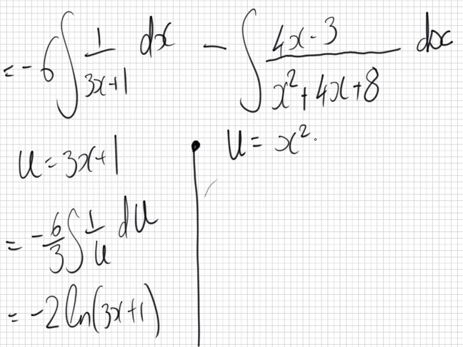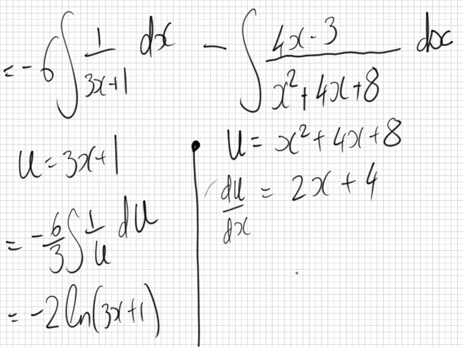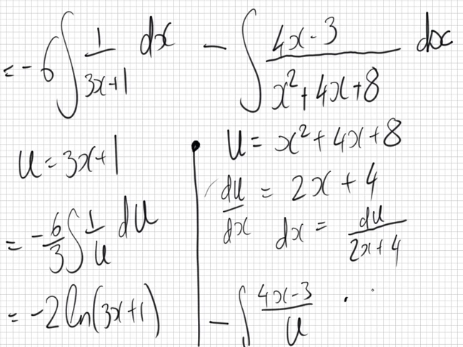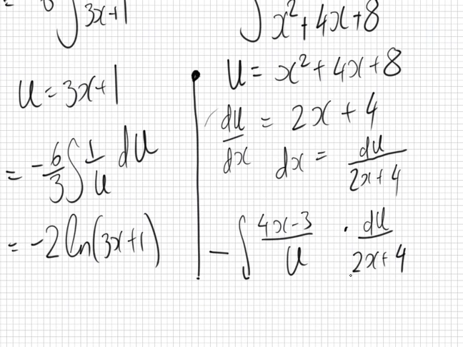u equals x squared plus 4x plus 8. So du dx equals 2x plus 4. So what does dx equal? du over 2x plus 4. So now my question becomes minus integrate 4x minus 3 over u times du over 2x plus 4. Now we see a big problem, don't we? What's the big problem?